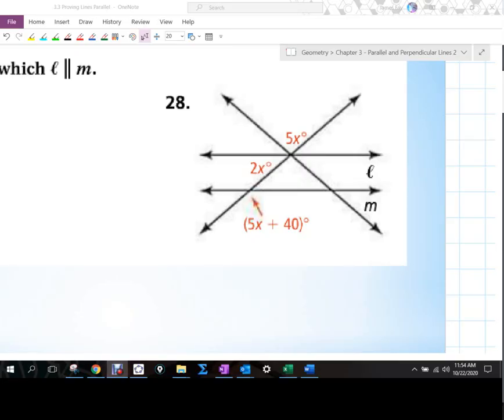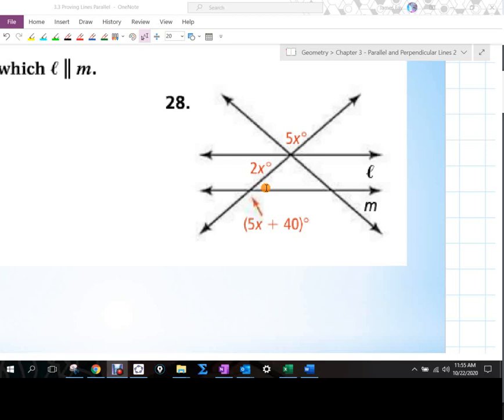This question was actually in your notes. So this one's not on that handout I just gave you, but it is in your homework. Okay, so it's on Math Excel. So maybe it makes sense to talk about this one. It wants us to find x that is going to force lines L and M to be parallel.